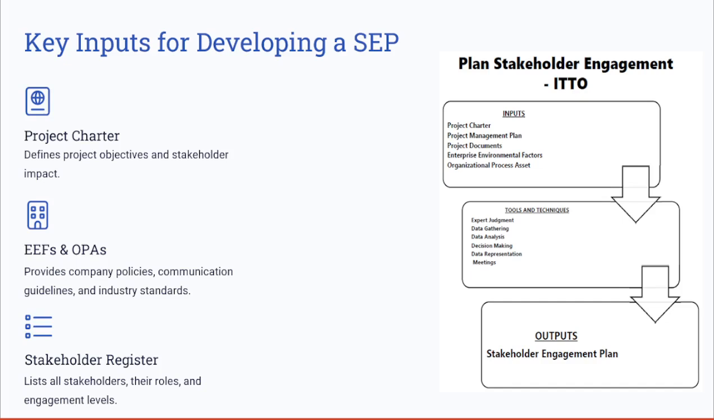Let's see the key ITTOs involved when developing the stakeholder engagement plan, or planning the stakeholder engagement process. The key inputs, as known, are the project charter, which defines the project objectives and the stakeholder impact requirements, the project management plan, the EEFs, and the OPAs. We have the tools and techniques, including expert judgment, data gathering, data analysis, decision making, data presentation, and meetings. And the output would be the stakeholder engagement plan.